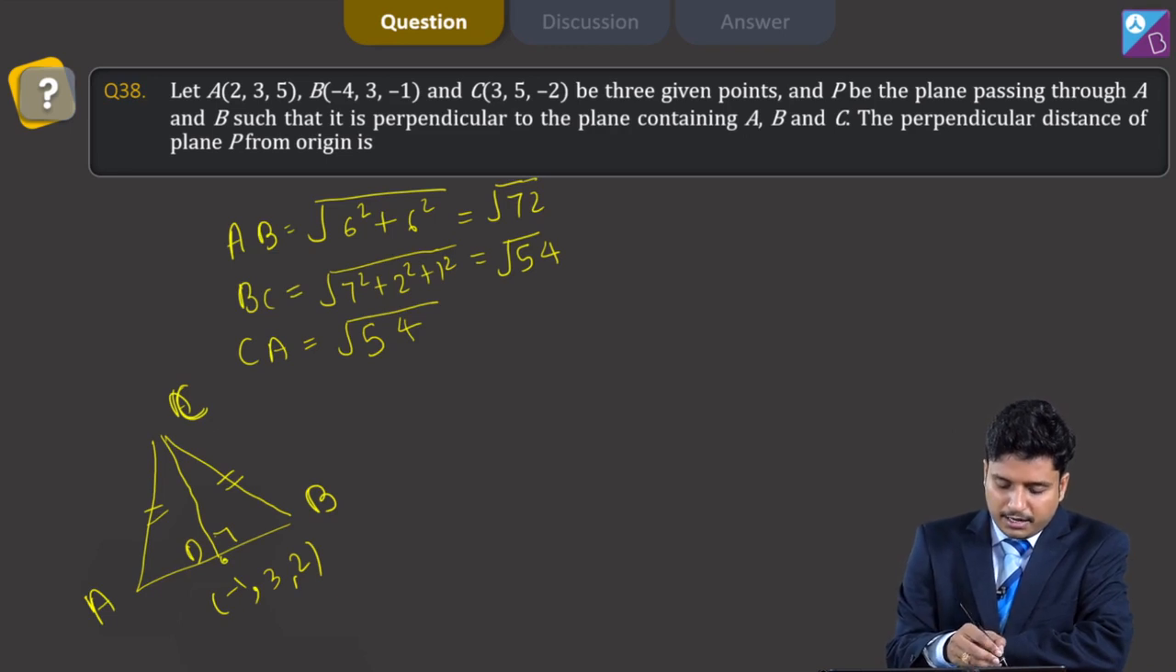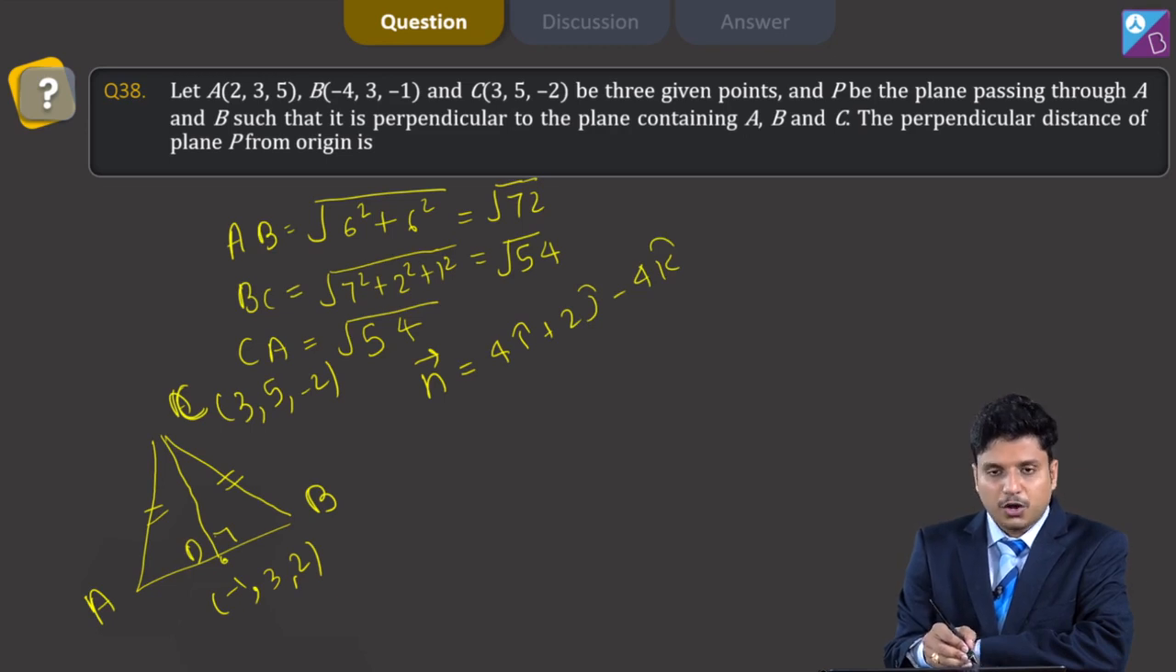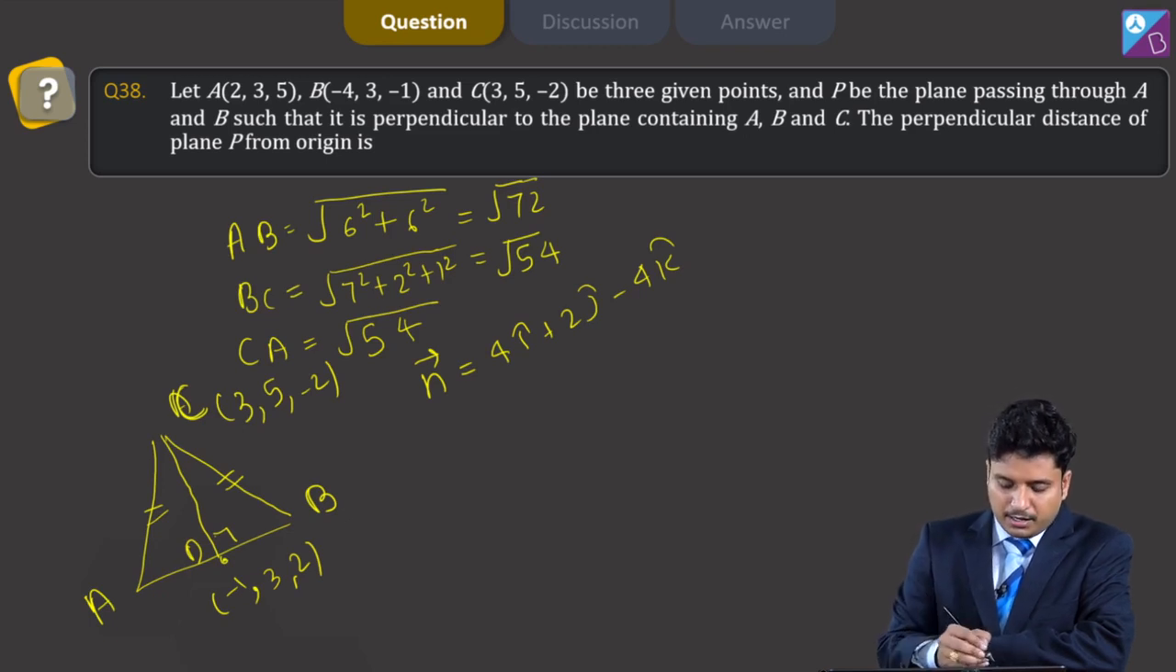So for C, what was the point? It was 3, 5 and minus 2. So the normal vector for this plane can be found as the CD vector, which is 3 minus 1, which is 4i, 5 minus 3, which is 2j, and minus 2 minus 2, that means minus 4k. So this is your normal vector, for which 4, 2 and minus 4 are direction ratios. Now as the plane is passing through A and B, whichever point we want, we can put it in and find the equation for the plane.